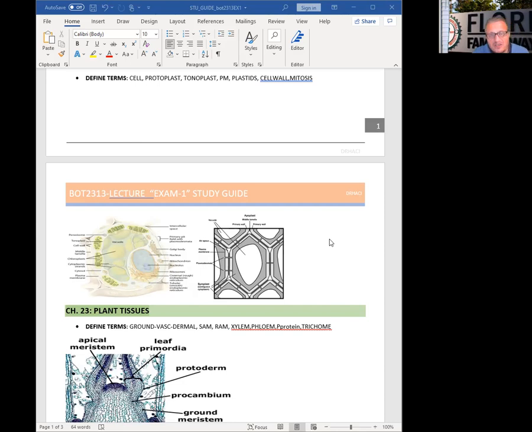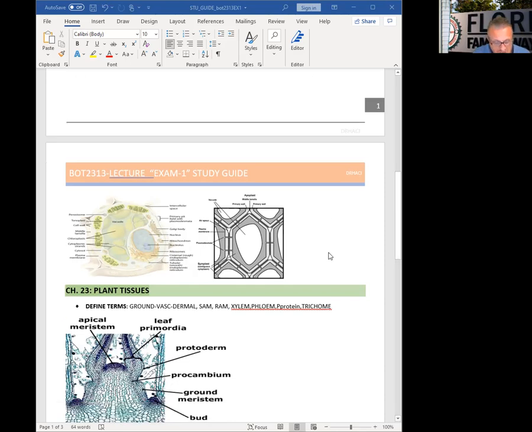What else in plant cells? Plant cells and tissues go together, this chapter and the next chapter, 23. There are types of plant cells, and then there are types of plant tissues. One thing you might want to spend some time on is plastid organelles in plants, including chloroplast, with green color, chromoplast, with orange color, like carotenoids, and leucoplast, amyloplast. These are all plastids in plant cells.